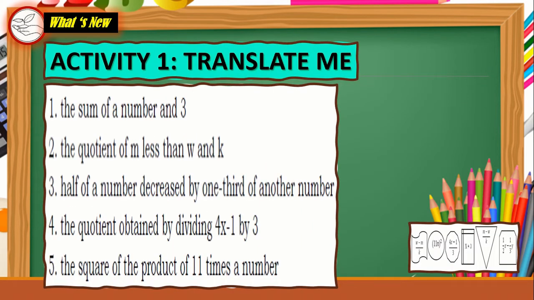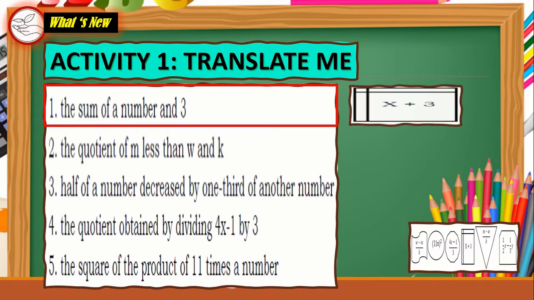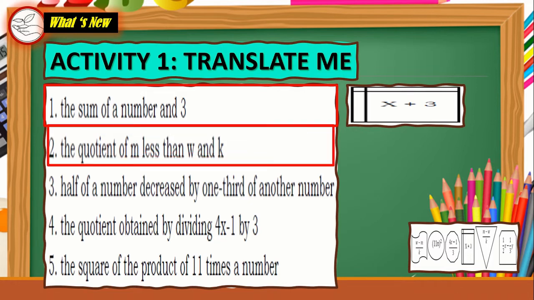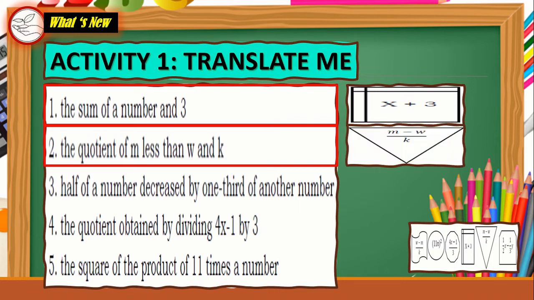Number 1, the sum of a number and 3. What shape could that be? You are right. It is the rectangle or the square, x plus 3. Number 2, the quotient of m less than w and k. And that shape is perfect. It's the inverted triangle, m minus w over k.